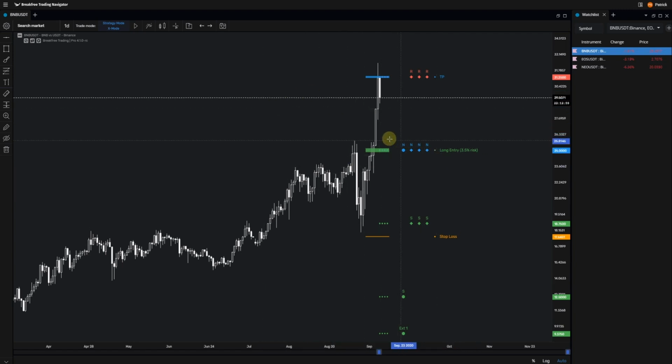This specific chart is on Binance. Again, you're going to see different trading recommendations on different exchanges, but this one is on Binance. So if you're looking at this trade on your navigator, make sure to select the same exchange.